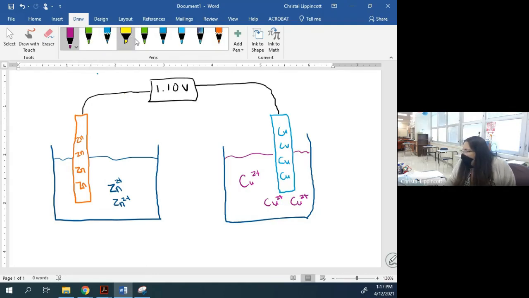I am then going to have a salt bridge. Okay, I'm going to need something that as this zinc is coming in here and adding more positive charge in, it's going to be balancing that charge out. And as this copper 2 is depositing on here, is going to be balancing that charge out. So that's my salt bridge. So I'm going to have something here called a salt bridge that's set up.